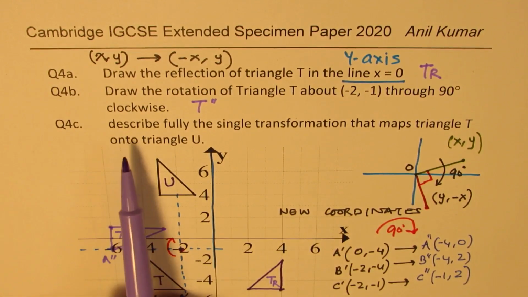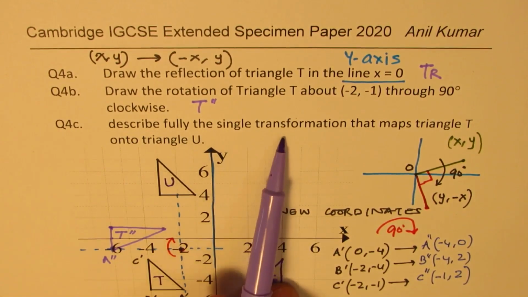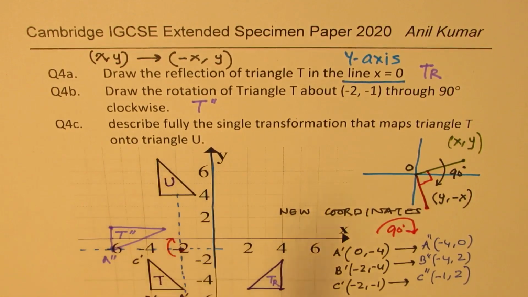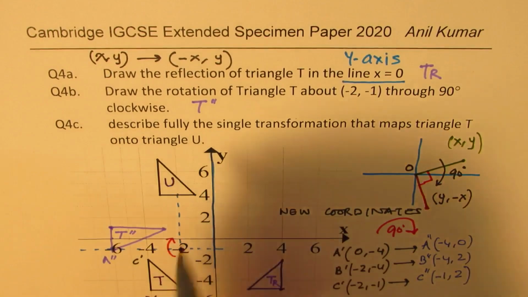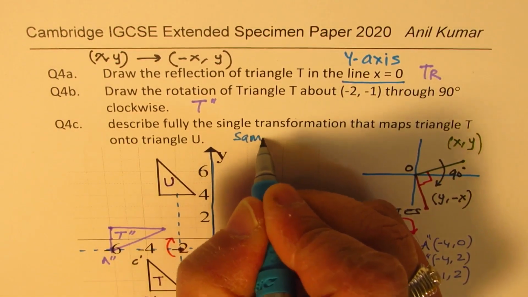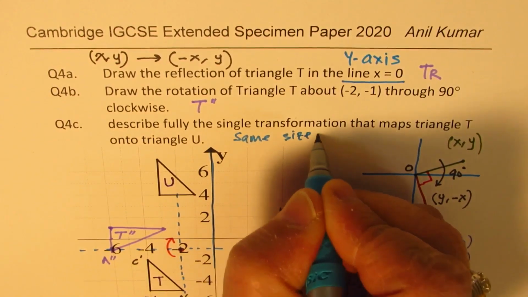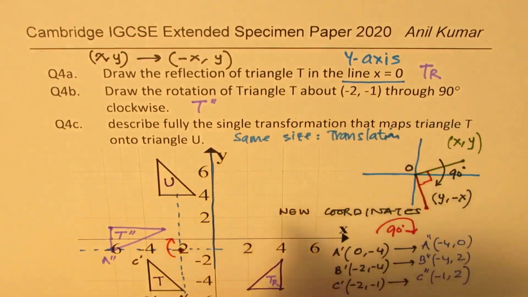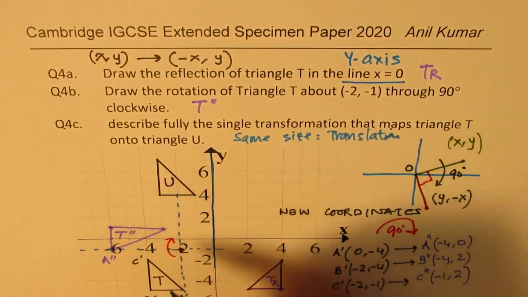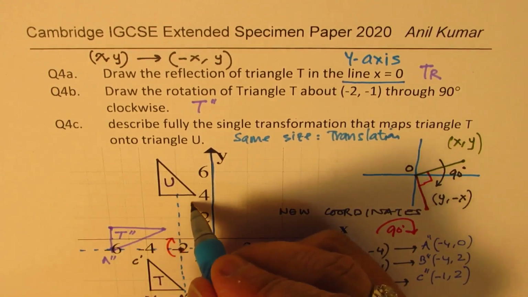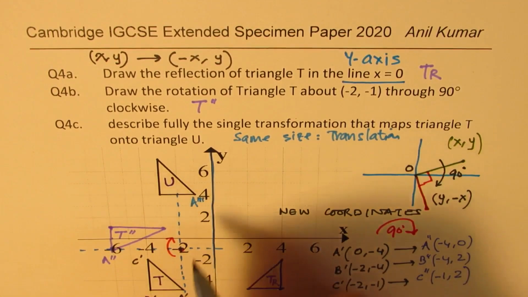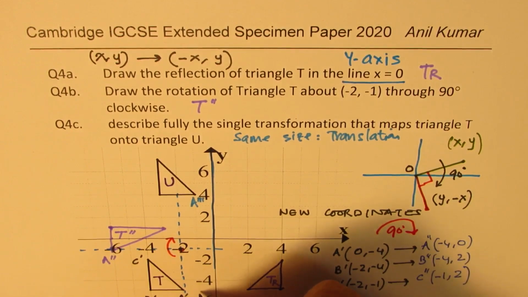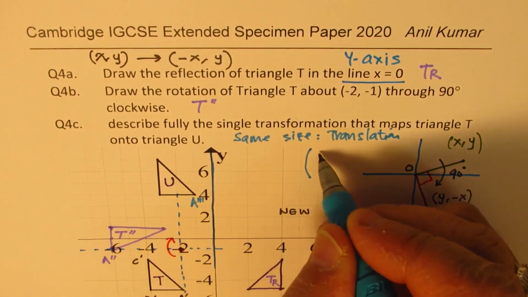Question number 4 says, describe fully the single transformation that maps triangle T onto U. So what is that single transformation? If you look at these two, we have the same size, right? So we have the same size. That means it is basically a translation. Now what kind of translation is this? If you compare a point, let's say A dash, it has moved 1 unit to the right. So we can say 1 unit to the right, right?